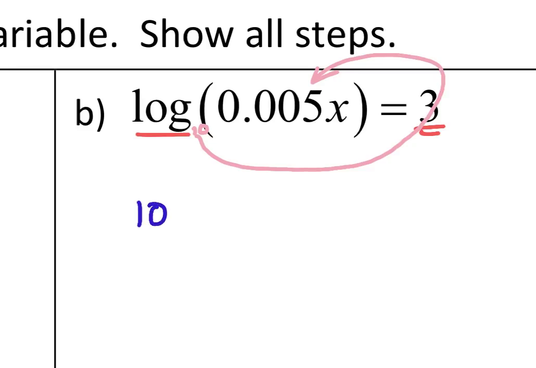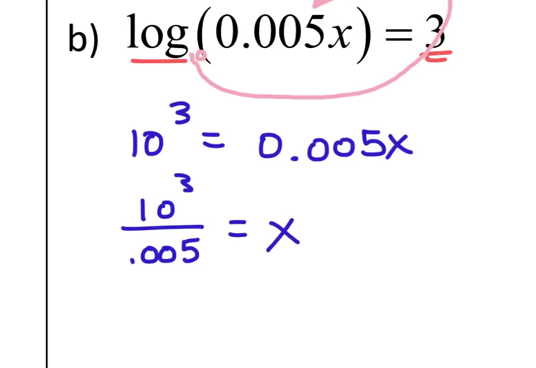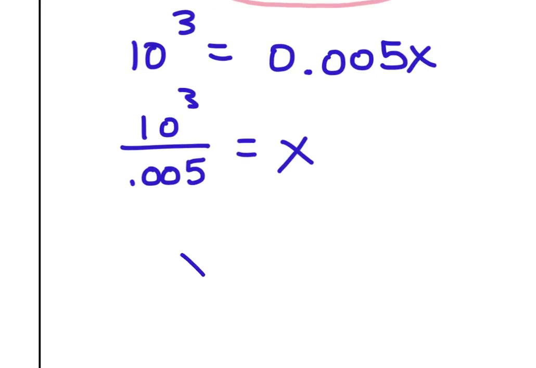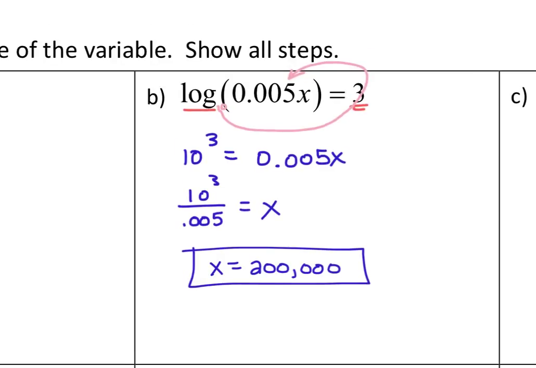And so here, I'm going to say 10 to the third power equals 0.005x. And I'm going to divide both sides by 0.005. And when I do that, I get x is equal to 200,000. And I don't care about the comma. Just make sure you get the right number of zeros either way.